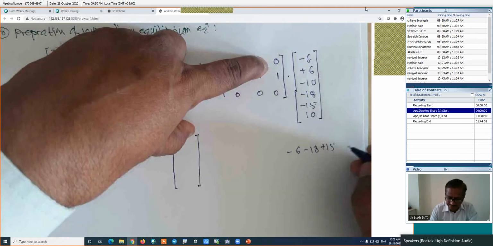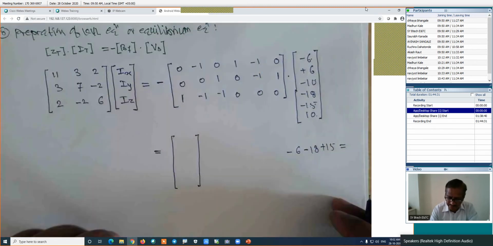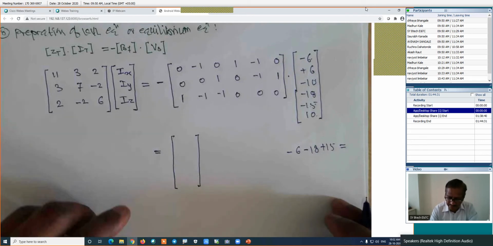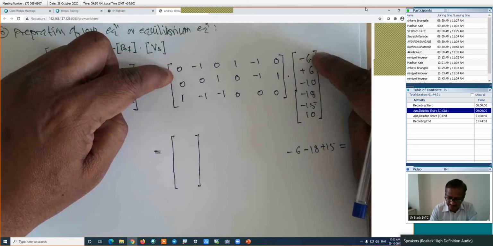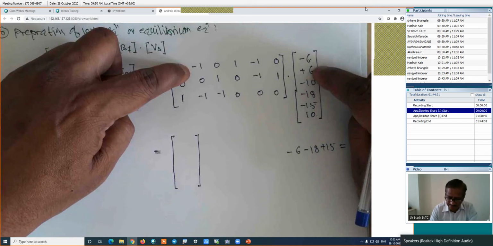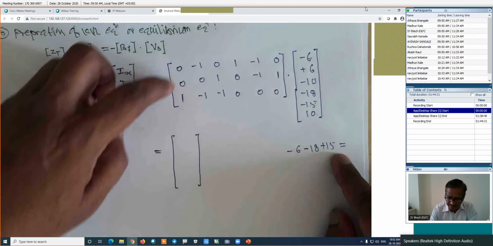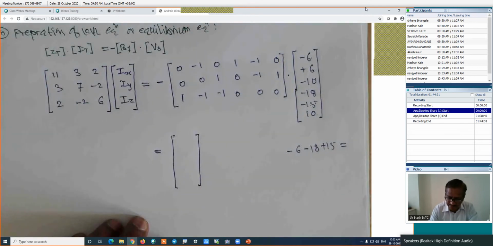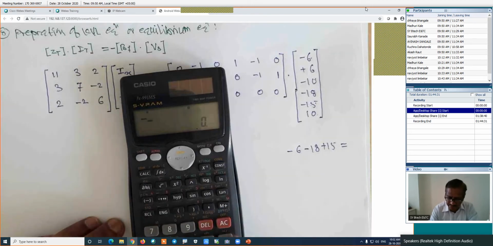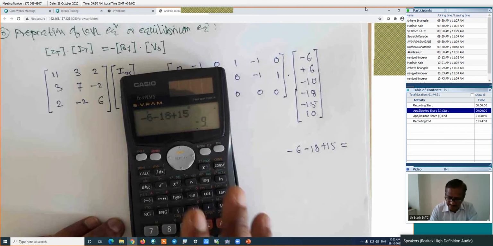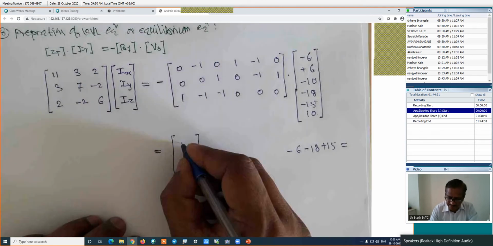That's 0. How much is this value? Minus 10. I will check it out. This is 0, I guess. This is minus into this 6, so this is minus 6. Is it right? Minus 6 minus 18 plus 15. How much is this value? If I'm using the calculator, this value is minus 6 minus 18 plus 15, which is nothing but minus 9. Is it right? This value is minus 9.